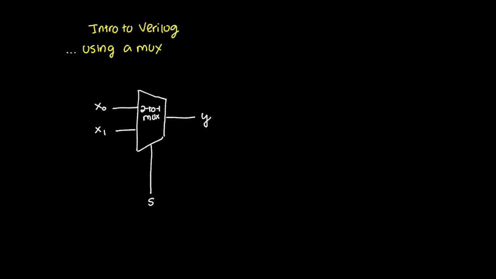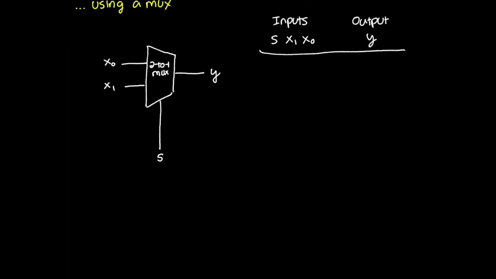So let's do the truth table for it. So again, this is a 2-bit mux. And we have 3 inputs. And we have a single output. And given that we have 3 inputs, we know that we need to have 8 rows of the truth table to reflect all the possible permutations of our 3 binary inputs.